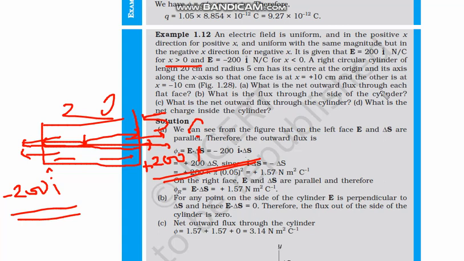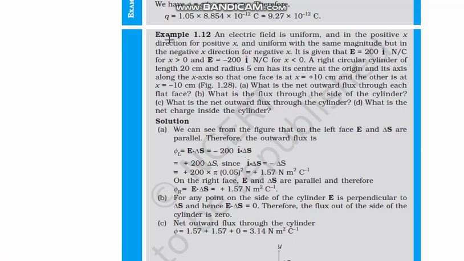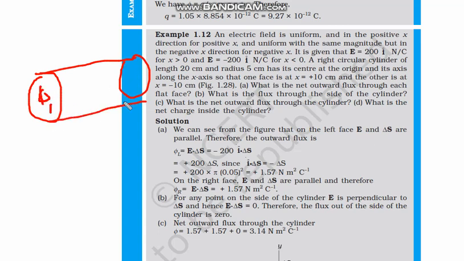What is the net outward flux? Now we have to measure the following quantities. First, what is the net outward flux through each of the flat faces? That means if this is the cylinder, we first have to tell what is the flux through this surface, phi 1, and what is the flux through this surface, phi 2. Then, what is the flux through the side of the cylinder? That means this surface area, phi 3.